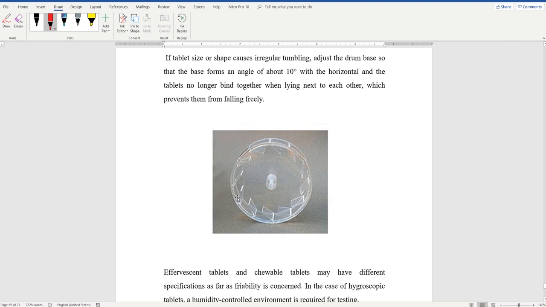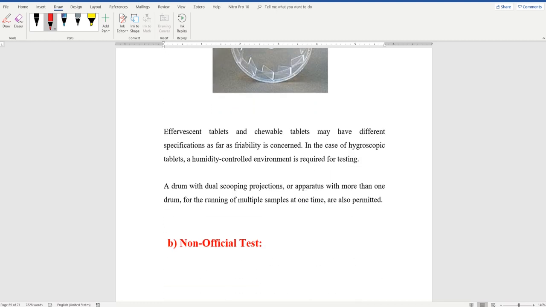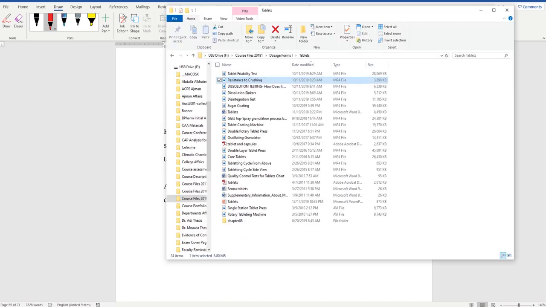And these allow the tablets to fall freely, because it's very important that they fall freely. They don't stick to each other when they are falling. For example, 2 tablets might be always sticking to each other, whether they are going up or falling down. This is wrong. For me to show you the video to illustrate the friability test, please watch the following video.